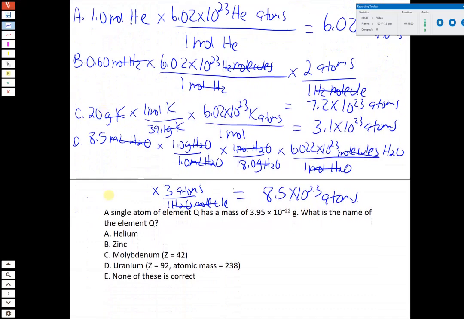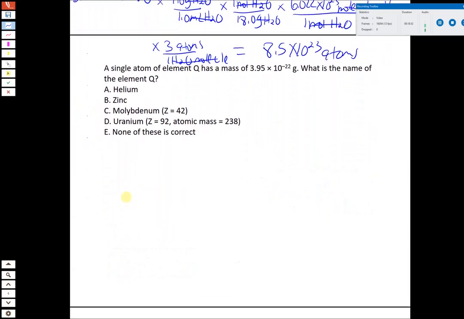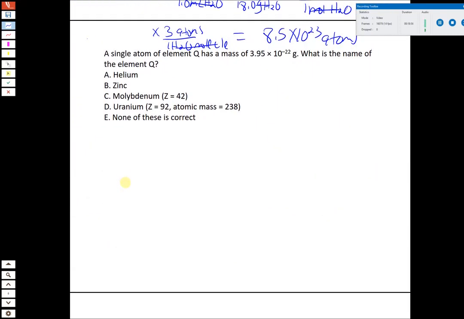Alright, moving on to the next one then. We have a single atom of element Q has a mass of 3.95 times 10 to the minus 22nd grams.